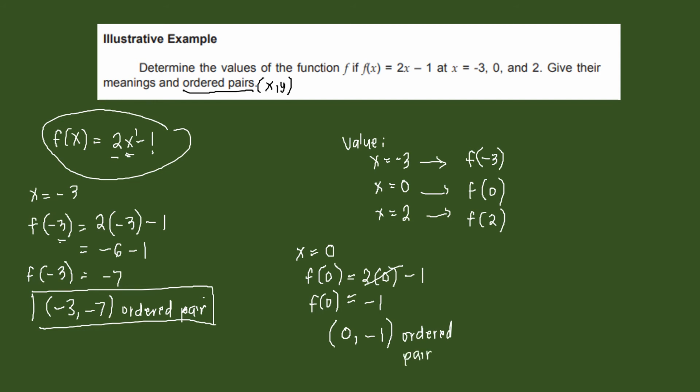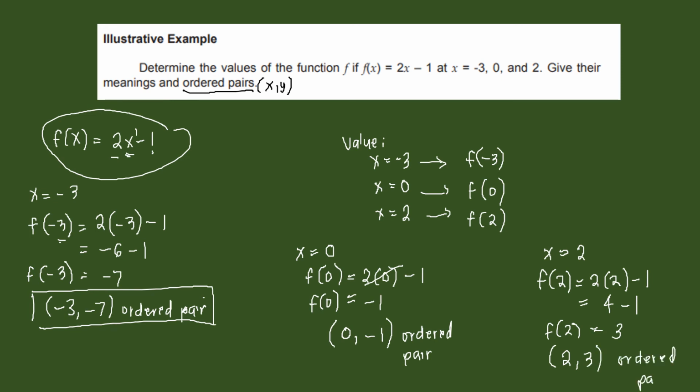Next, we now evaluate if x is equal to 2. That means we are getting f of 2. All the x's will be substituted by 2. So 2 times 2 minus 1, and we will have 4 minus 1, which is equal to 3. And what is the ordered pair here? x is 2, y is 3. This is another ordered pair.